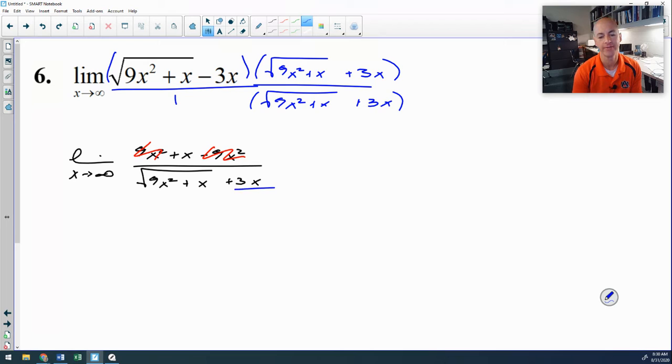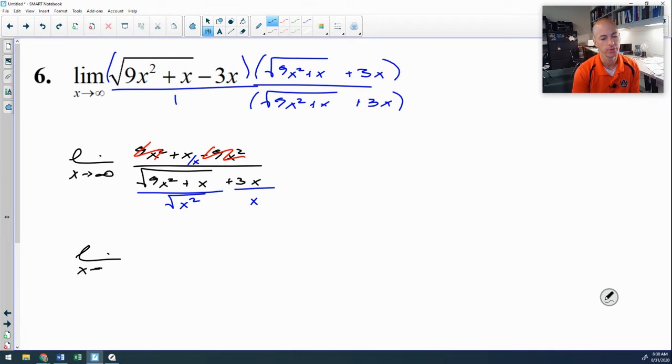I'm going to divide everything by an x to the first. But the square root part, I want to divide that by the square root of x squared. I want what I divide by to resemble what it's dividing into. And so I use square root of x squared right there. Let's clean those fractions up.